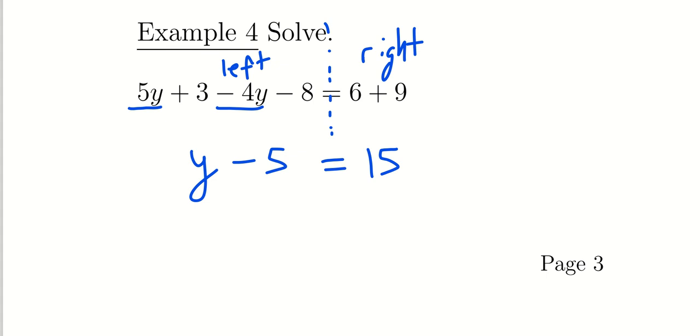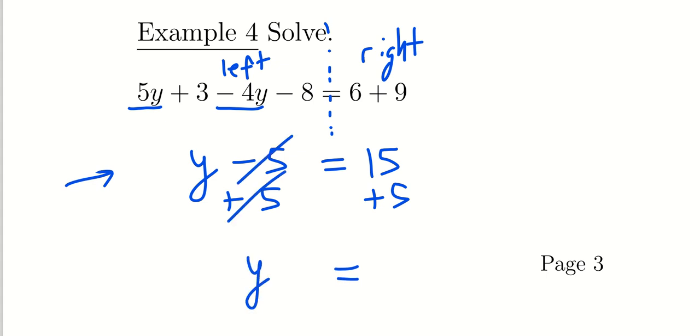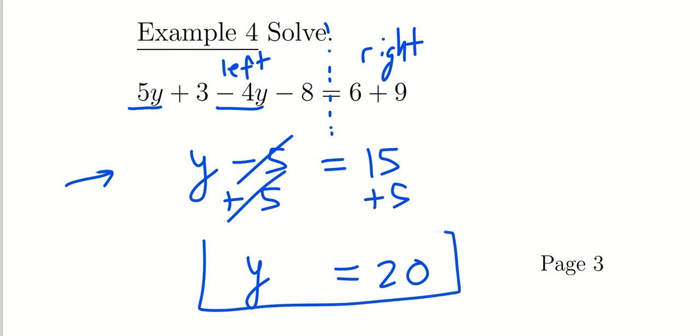Now that each side is simplified, we want to turn our attention to where my variable is. Well, the variable is on the left-hand side of the equation, and the thing that's over there with the variable y is that subtraction of 5. We want to get rid of that. To get rid of the subtraction of 5, we would need to add 5 to both sides. The negative 5 and the positive 5 would cancel, and so we're left with y equals 15 plus 5, which would be 20. So our final answer would be y equals 20.